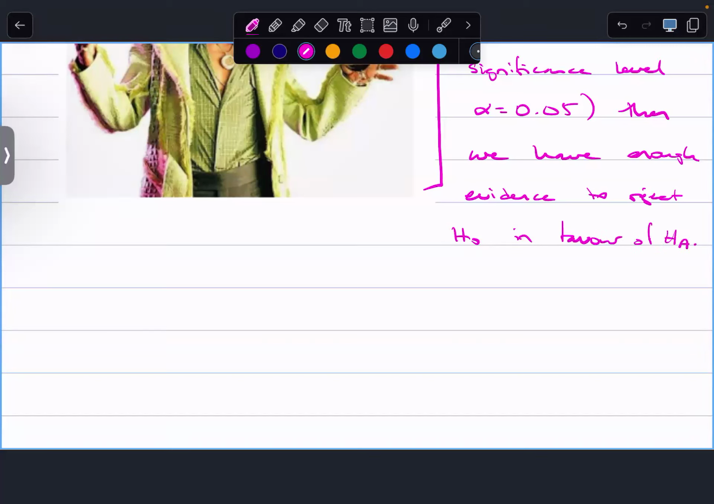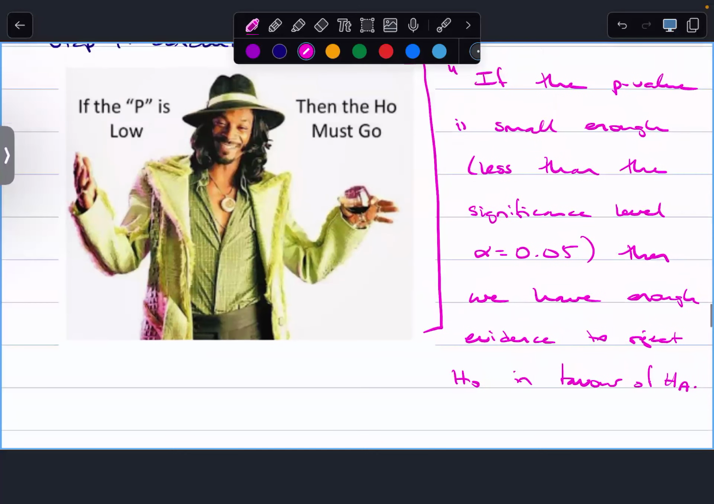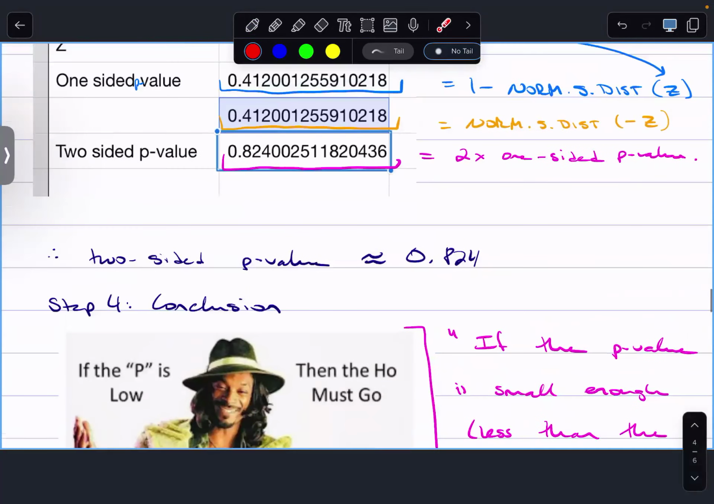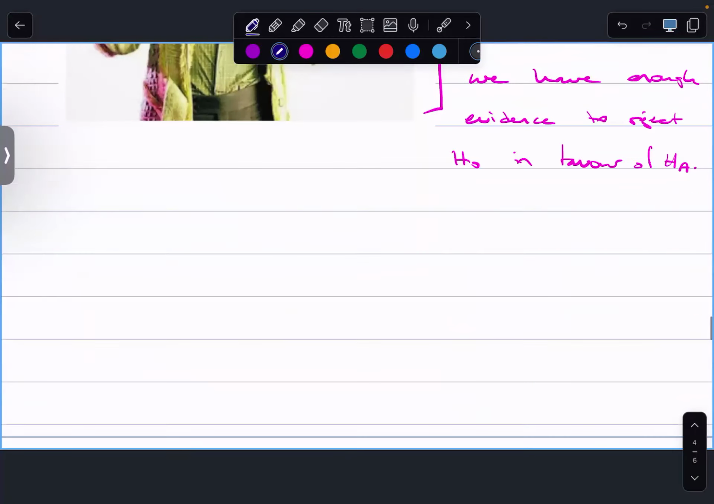You don't have to say it if you don't reject H naught. In our case, to be small enough, it has to be 0.05 or smaller, right, into those tails. And so now I have this huge p-value of 0.824, which means I do not have enough evidence to reject H naught. And so my conclusion, the phrasing stays the same from the one sample proportion scenario.